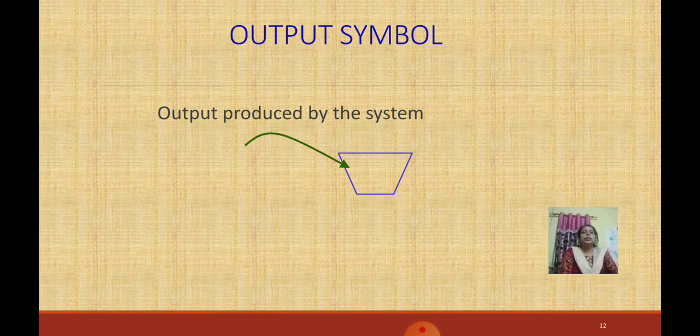This symbol is used for output from the process. This is the output symbol.